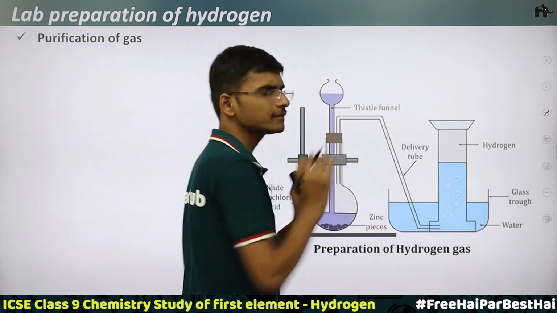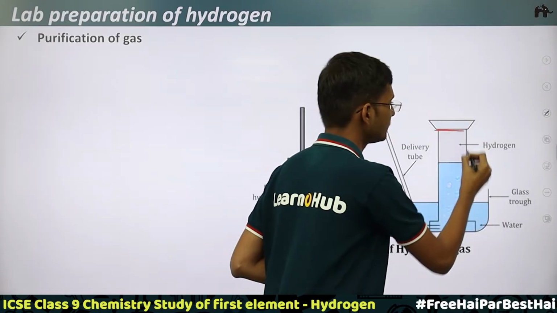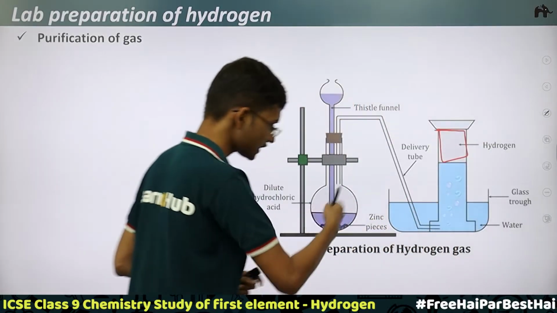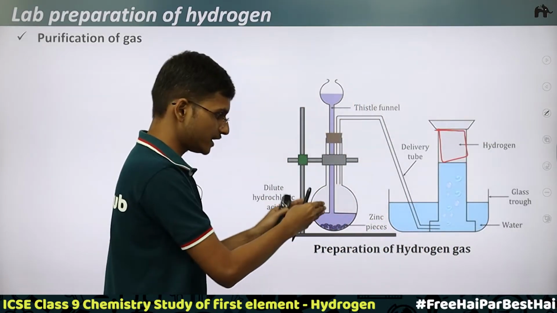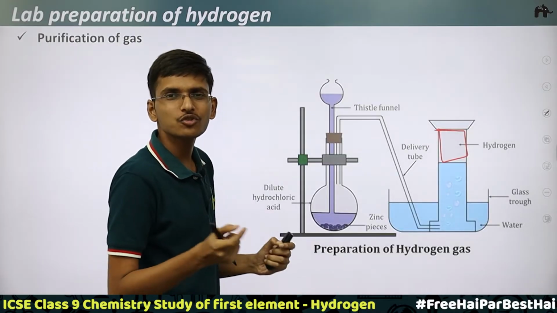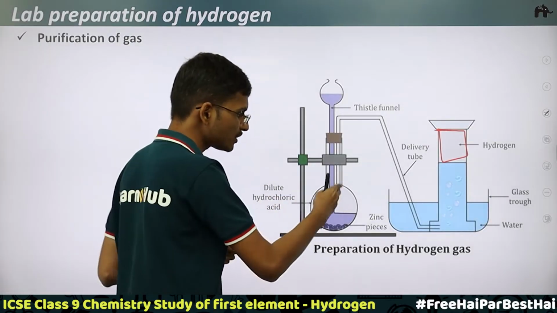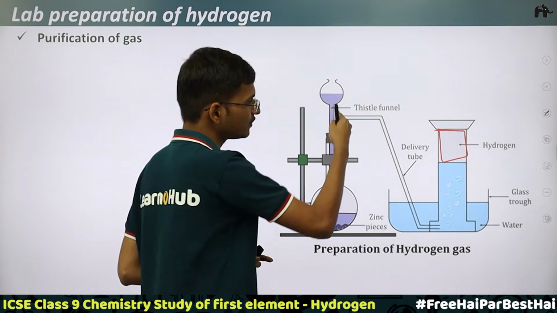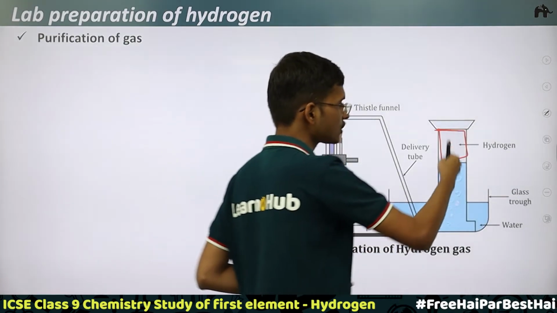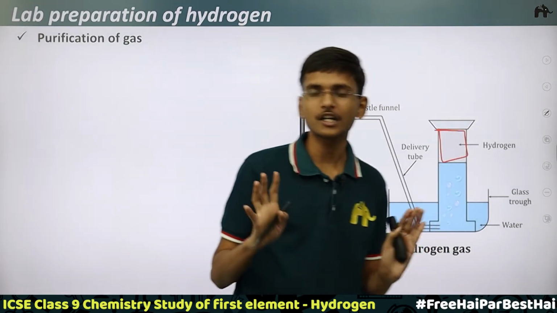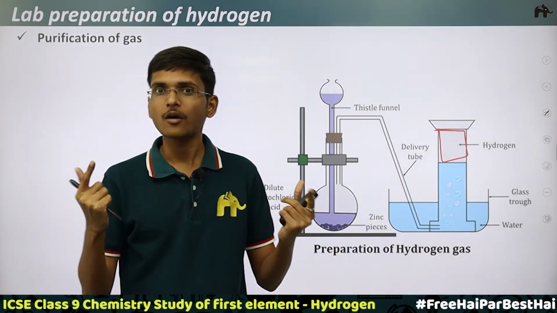Whatever hydrogen gas we have collected here is impure, as I have told you. The hydrogen which is getting formed, because of the impurities in the zinc granules, has some trace amounts of gaseous impurities mixed with it. These gaseous impurities are also present in this hydrogen. Understood? Now we have to make our hydrogen pure.